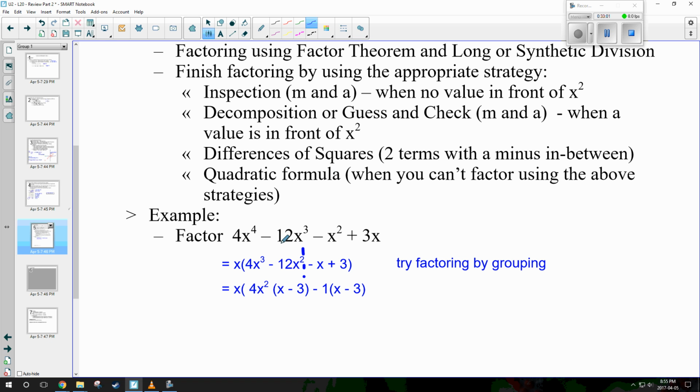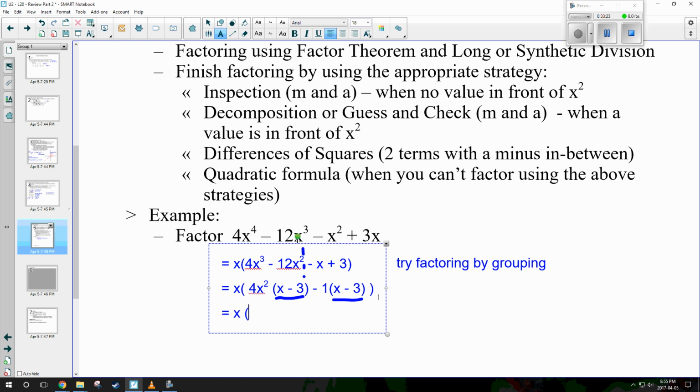Now this is really good for us because now we see that our 2 brackets that were left over when we did those common factors were exactly the same. So that means that we're good to go to do our factoring by grouping. If those 2 brackets weren't the same, we wouldn't be able to continue with factoring by grouping, and we'd have to use our factor theorem and synthetic division.